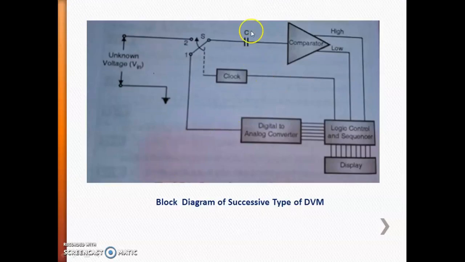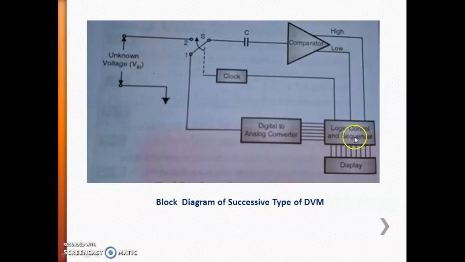Here the capacitor C is connected at the input of the comparator. As we know, the comparator can be used for the purpose of comparison. Here it compares the input from the digital to analog converter with the unknown input voltage, meaning the voltage which is to be measured. After the comparison, the output of the comparator is either a high signal or a low signal. These two outputs go to the logic control and sequencer.